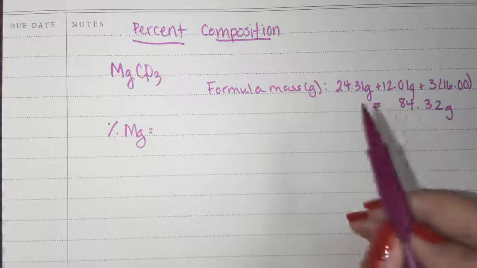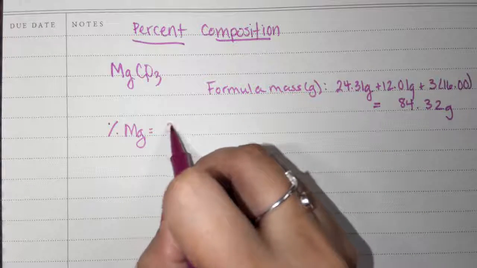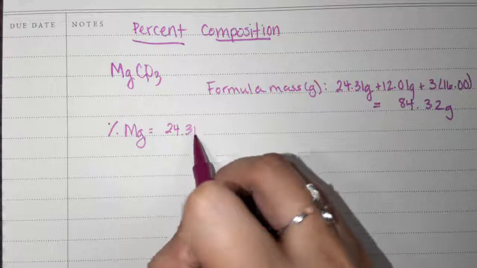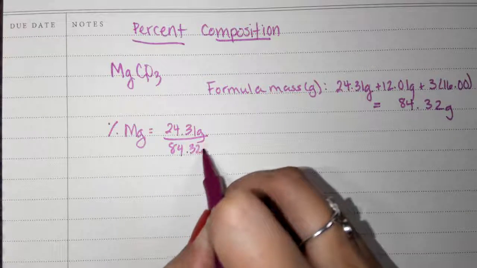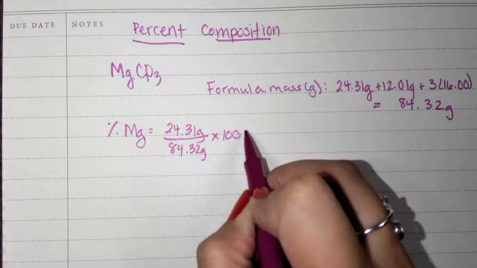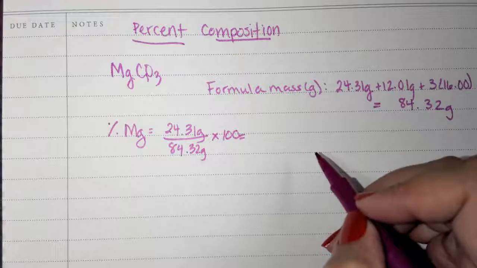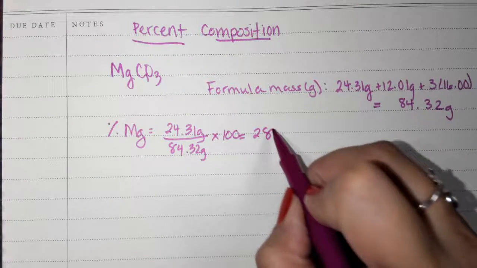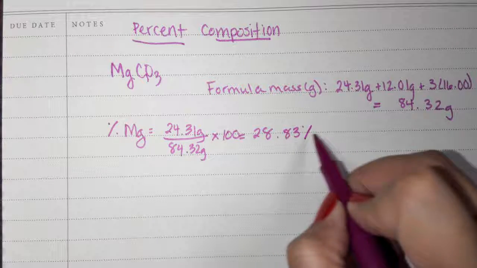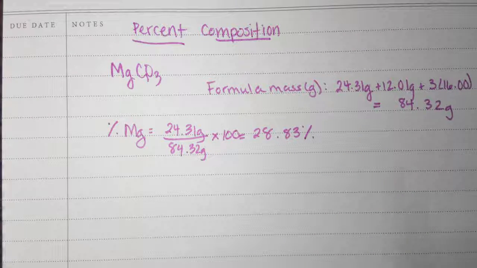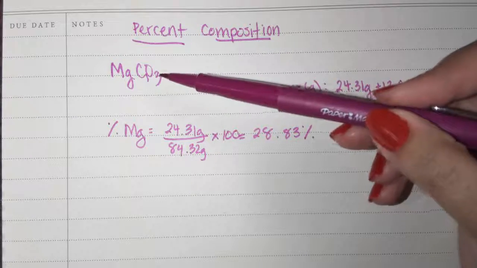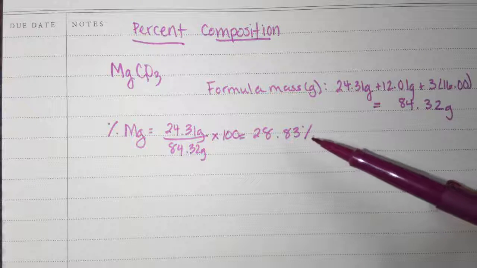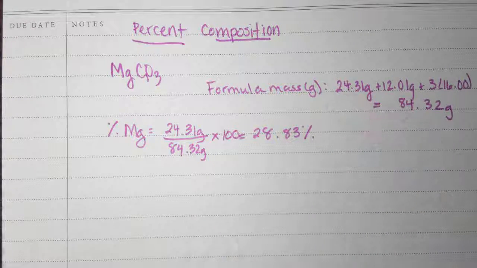So magnesium had a 24.31 mass, and I put it over the whole, 84.32, and I multiply it by 100 because we are looking at percentages. And if you plug this into your calculator, you would get 28.83%. So I know out of 84.32 grams, or out of whatever sample that I get for magnesium carbonate, 28.83% is always going to be made up of magnesium.